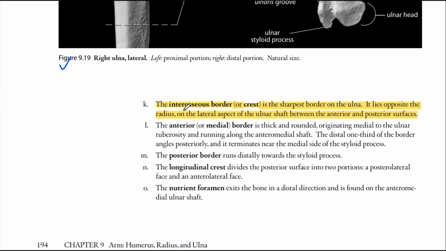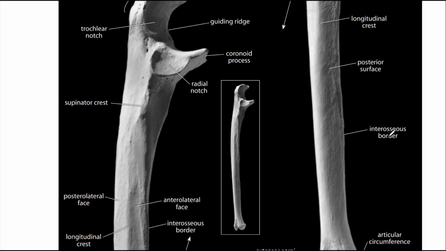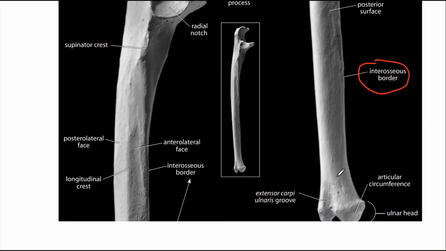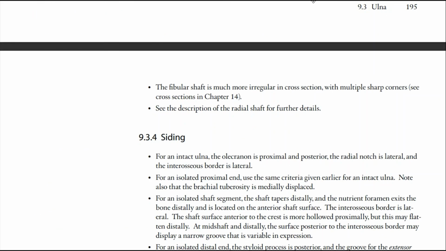Now next is the interosseous border, again the sharpest border of the ulna. It lies opposite the radius on the lateral aspect of the ulnar shaft, between the anterior and the posterior surfaces. This one. So this is about the radius and ulna.